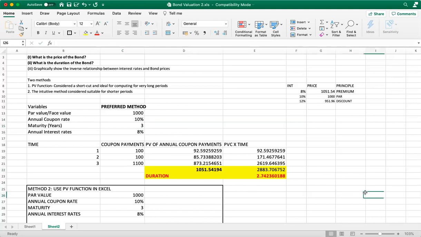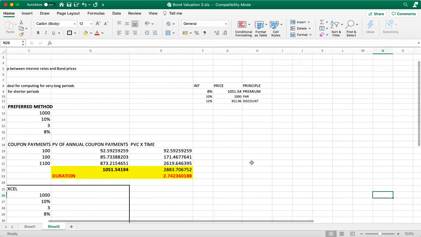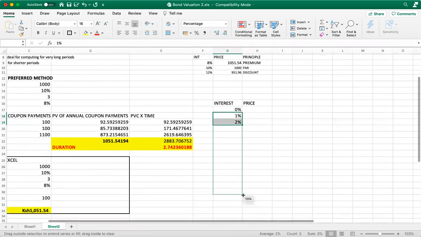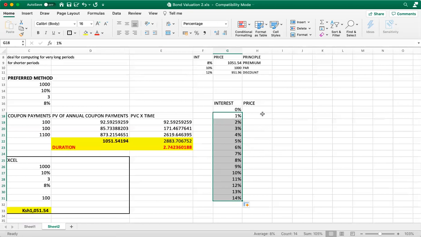Finally, for this second part, we'll get the graph. So we want to get a graph. What we'll do, we have the relationship between interest rate and the price of the bond. So for interest rates, we'll start generating from 0%, 1%, 2%, and then we generate this to say 13% or so, even 14, that is fine.